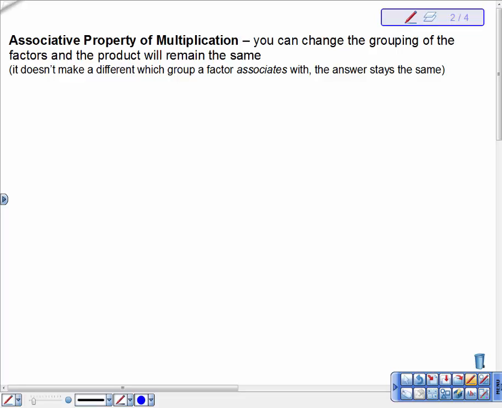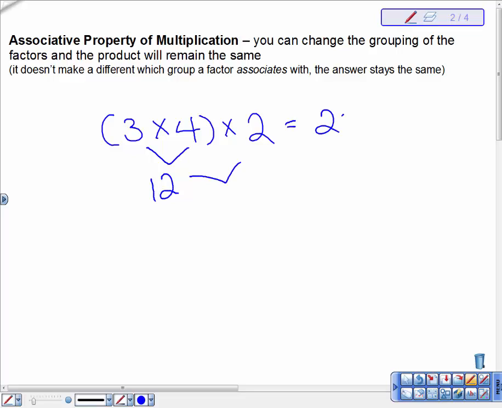And an example I can use of that is if I say, in parentheses, 3 times 4, times 2. We know that we always do what's in the parentheses first. Parentheses are very important, so we're always going to do the parentheses first. So 3 times 4, that equals 12, and 12 times 2, that equals 24.